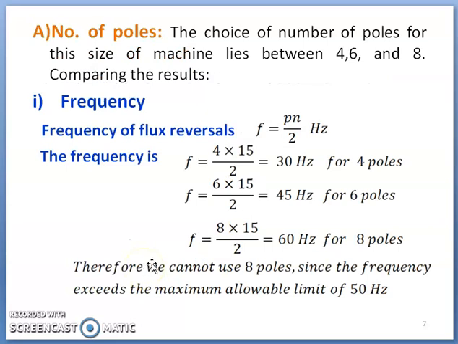Let us first discuss how to decide number of poles, how to fix number of poles by considering the different design constraints given in the problem. The choice of number of poles for this rating of machine may be 4, 6 and 8.